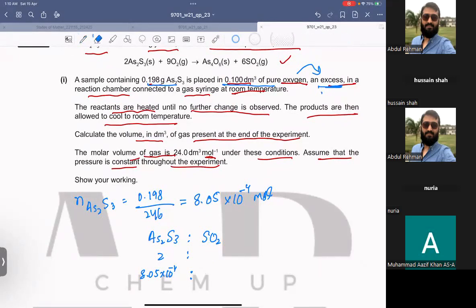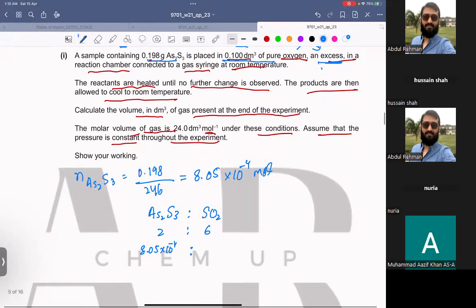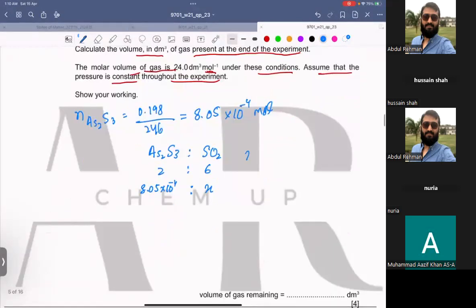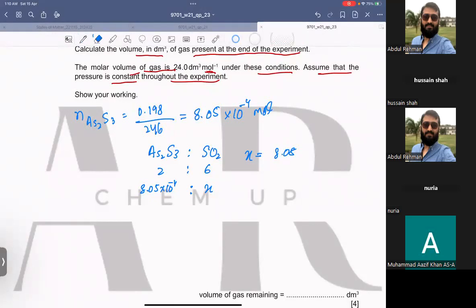Either you can do it 2:6 from the equation, as there is 2 and 6, or you can do 1:3 and make it x. So x would be equal to 8.05 exponent minus 4 multiplied by 6/2. Can anybody tell me the answer?